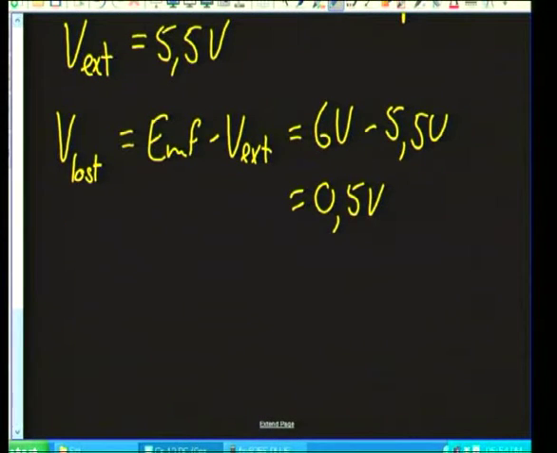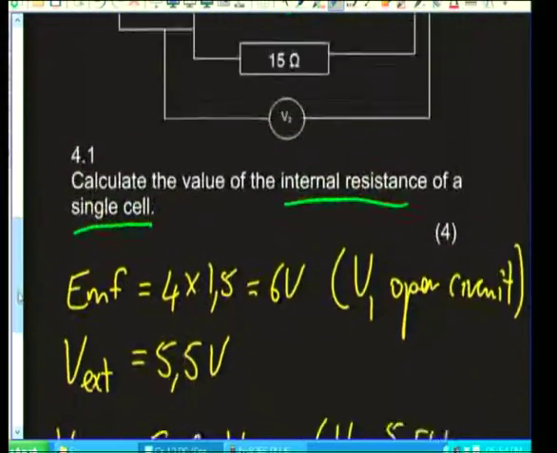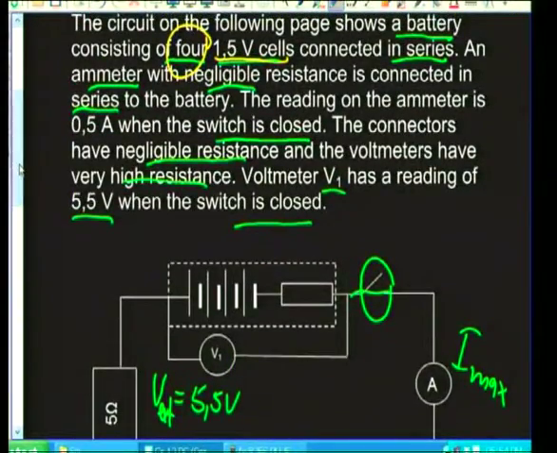Now, what's actually happening inside the battery? Well, these lost volts: it takes the charges some work to get through the internal resistance. So let's work out. Initially, we need to recognize that V lost is equal to the total current times the total internal resistance. But I've got a problem. I don't know what the total current is just yet, because I haven't been told, oh, there it is.